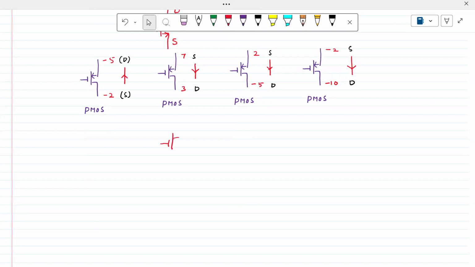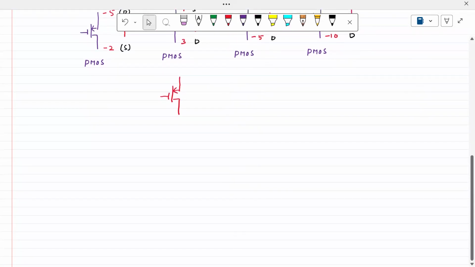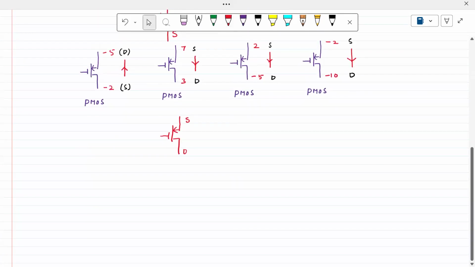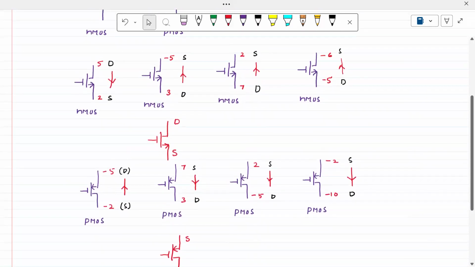This arrow mark is not only for PMOS representation, it is also for source potential. This is the drain terminal, this is the source terminal. Conventionally, if the example problems are given, you have to identify that. Otherwise, we follow that the arrow mark is meant for PMOS as well as the high potential we apply at that particular terminal in our circuits. This is the way we should remember.